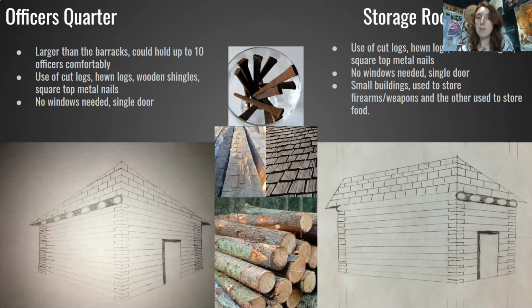And this is about the same as the last slide, just a little more deep information about the officers' quarters. It would have only held about maybe 10 officers. The entire fort itself would only have held about 100 soldiers, we're guessing. And so the officers' quarters would only have needed one to hold about 10 people. In the storage room, there would have been two of them. One would have been for firearms and weapons, and the other would have been for food. And again, the middle images are just references to what would have been used at the time.